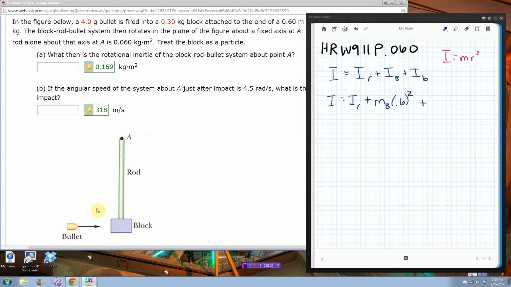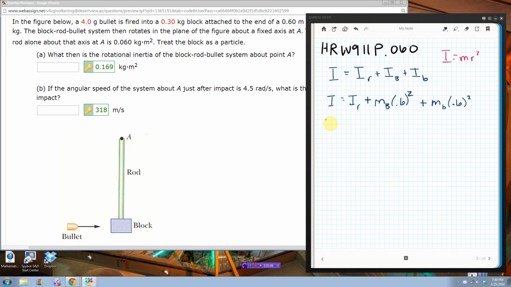Then we need the bullet. Now, we are concerned with when the bullet goes into the block. So the bullet is also 0.6 away, and it's also a particle. So we're going to have the mass of the bullet times 0.6 squared will be our rotational inertia, moment of inertia for the bullet.